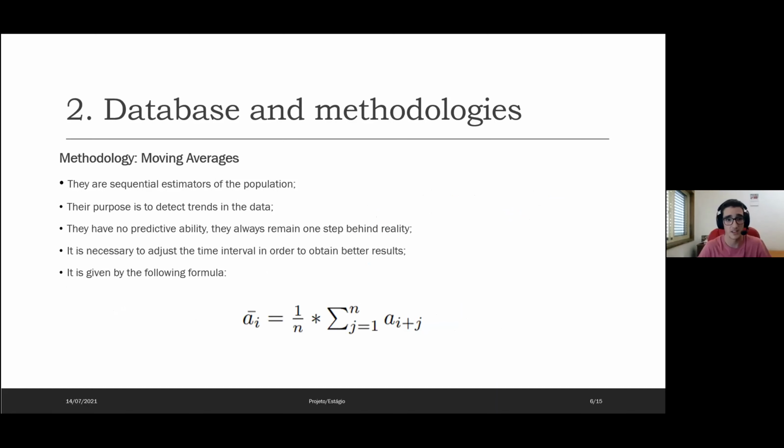Now, another methodology, moving averages. They are sequential estimators of the population. Their purpose is to detect trends in the data. They have no predictive ability. They always remain one step behind reality. Of course, it is necessary to adjust the time interval in order to obtain better results, and it is given by the following formula.